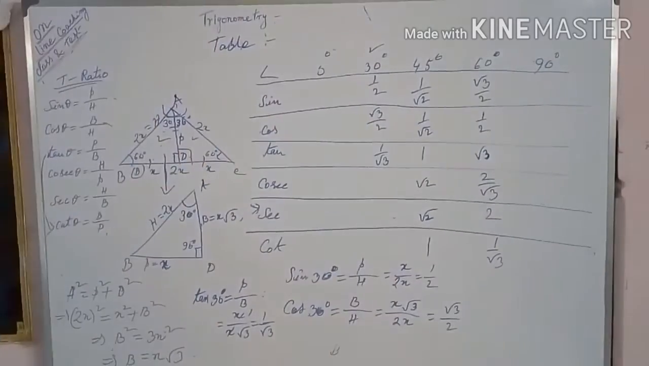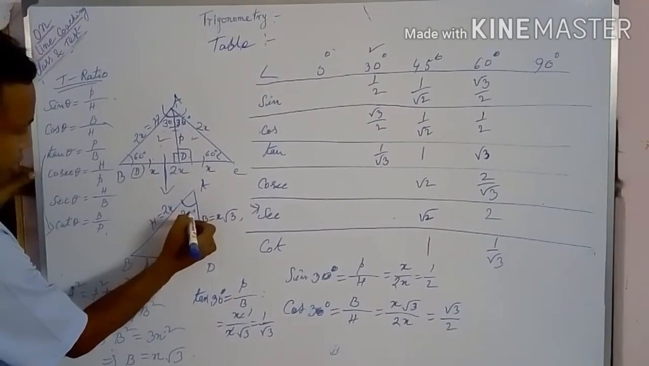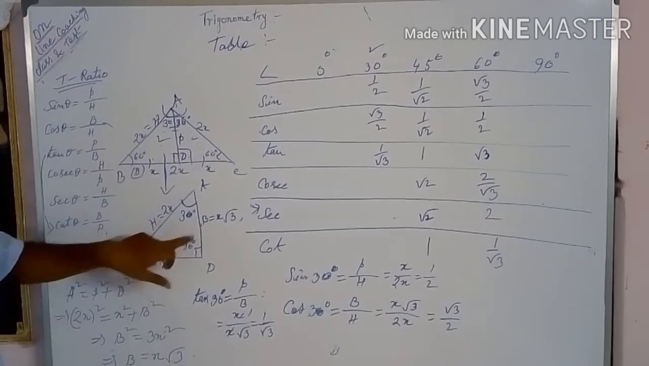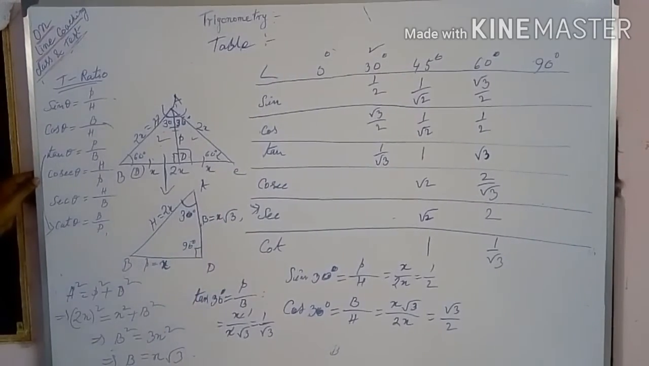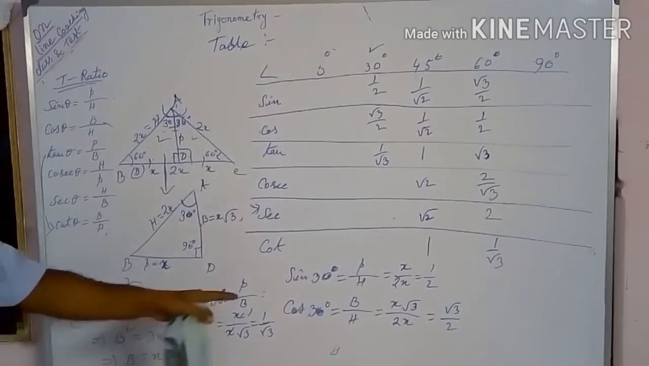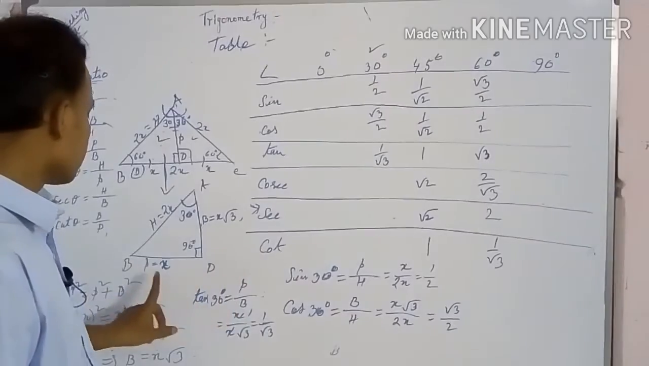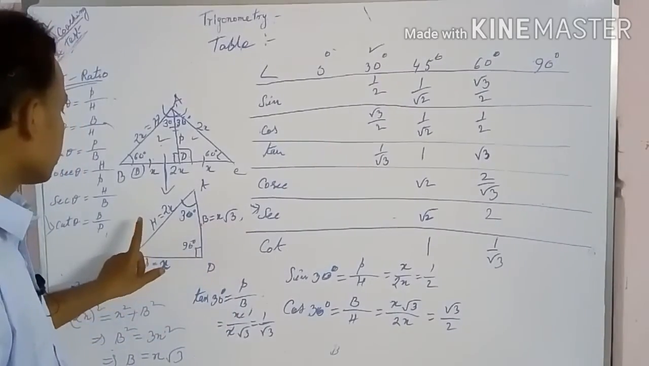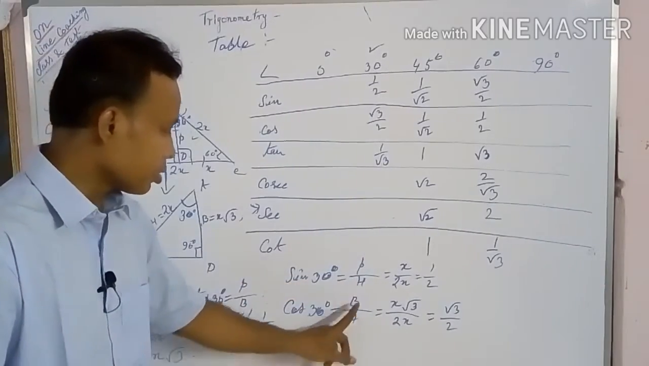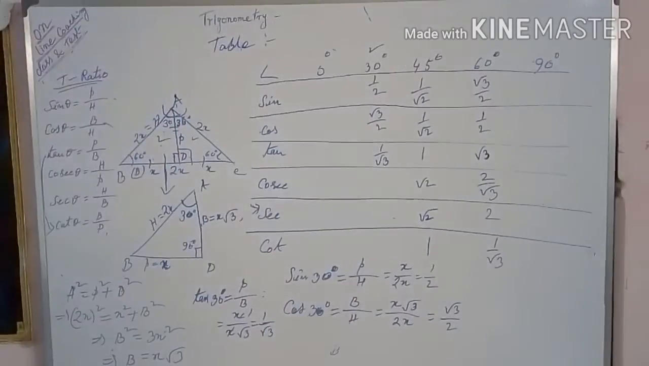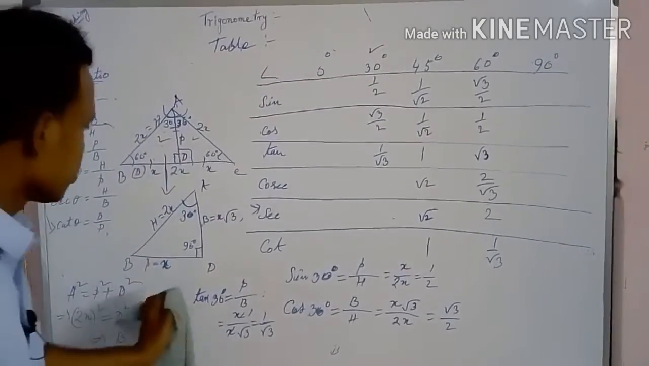Okay. So if this is your theta, meaning 30 degree, AB will be base and perpendicular will be CD. The rest is very easy. Sin theta is equal to what? This is your perpendicular, this is your base, this is your hypotenuse. Sin theta is equal to perpendicular by hypotenuse, cos theta is equal to base by hypotenuse. Put the value, nothing else. Very easy.